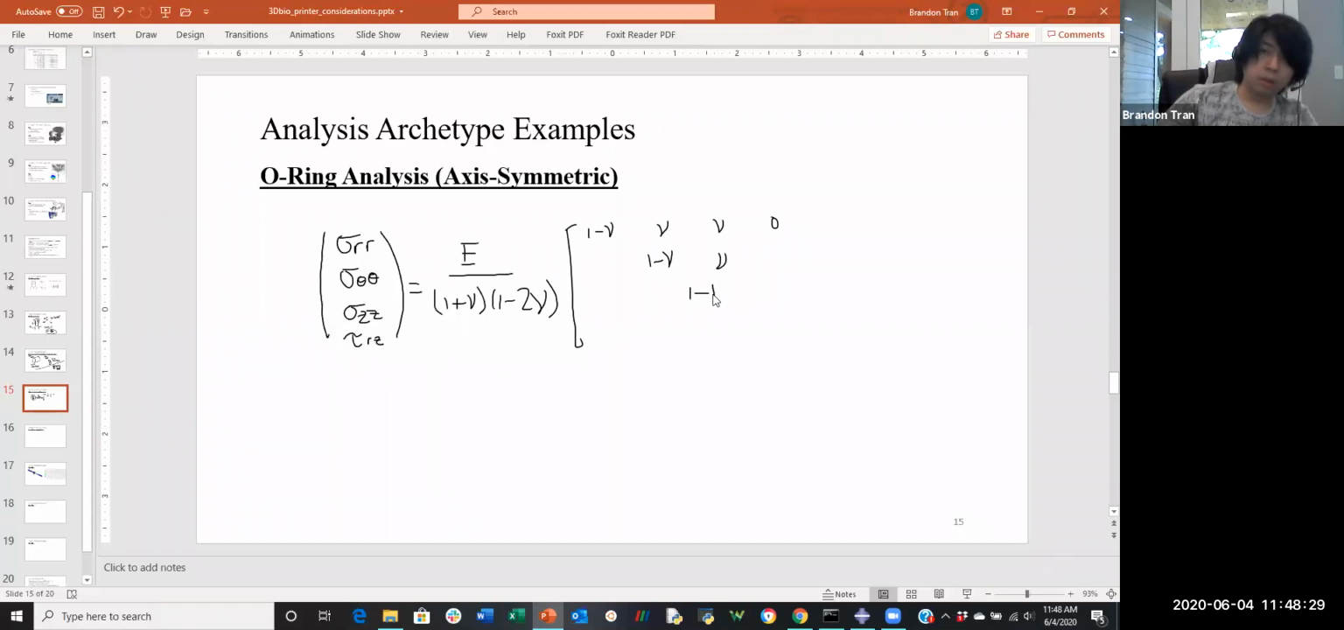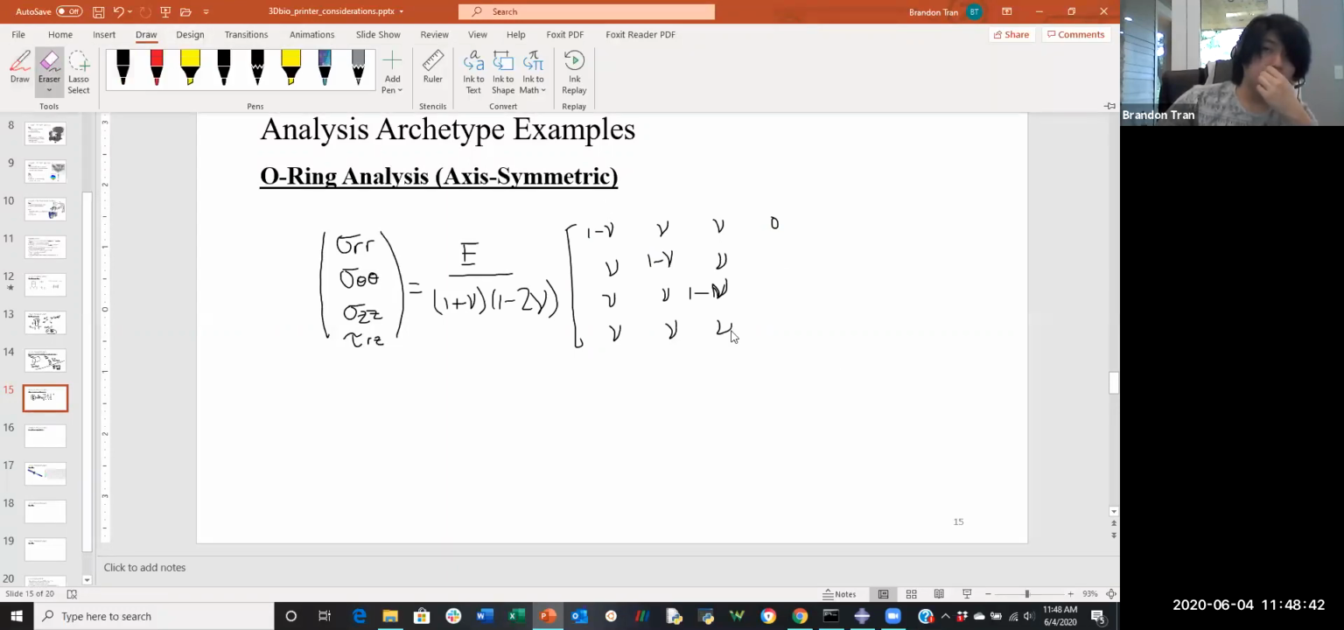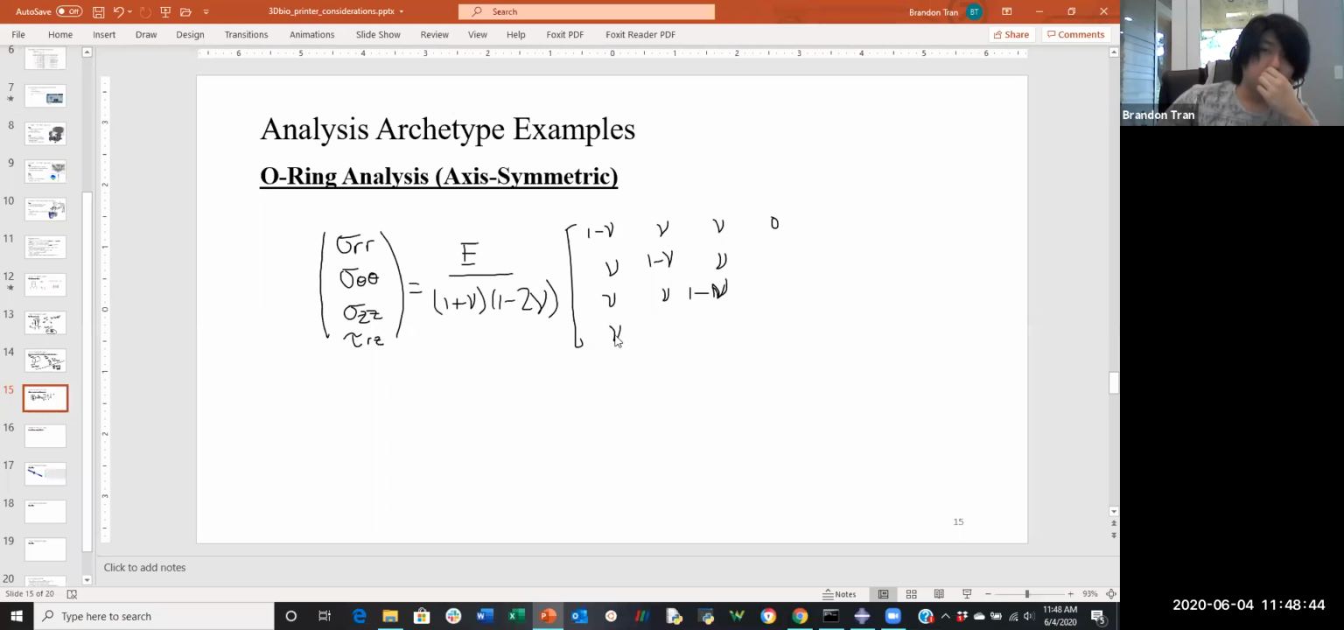Oops, 1 minus nu here. Whoops, gotta make that look better after this. Nu here, and I mean nu. Whoops, I didn't mean to say new. I guess I can erase this while I'm at it. Nu here, everything else being 0. This right here would become 1/2 minus nu.